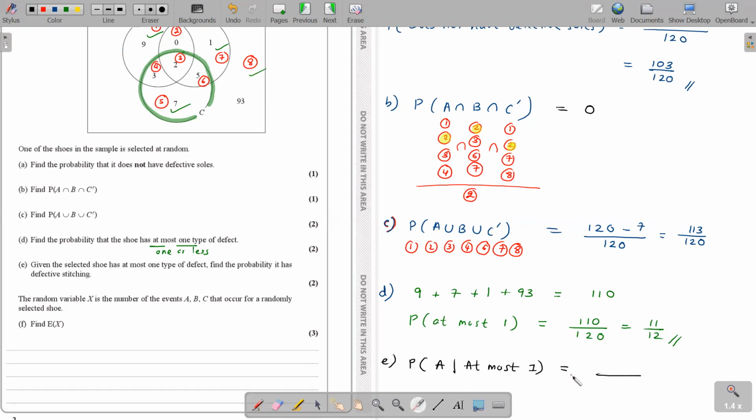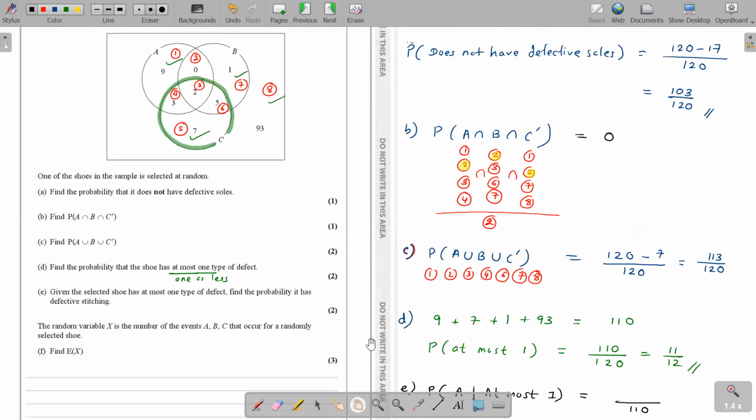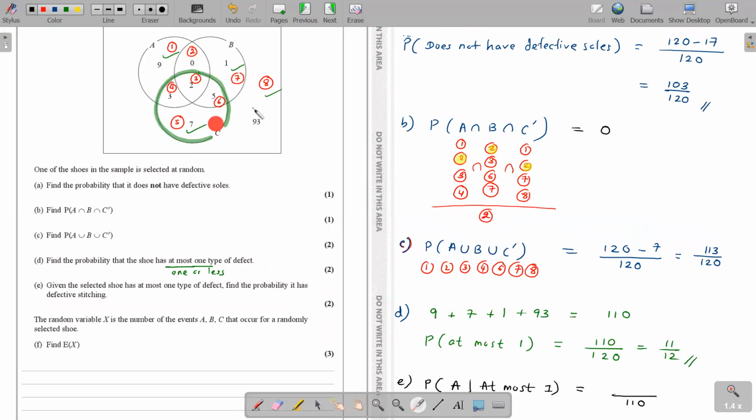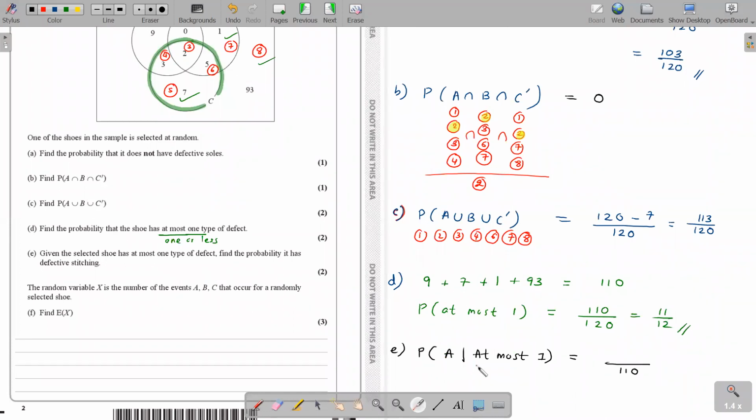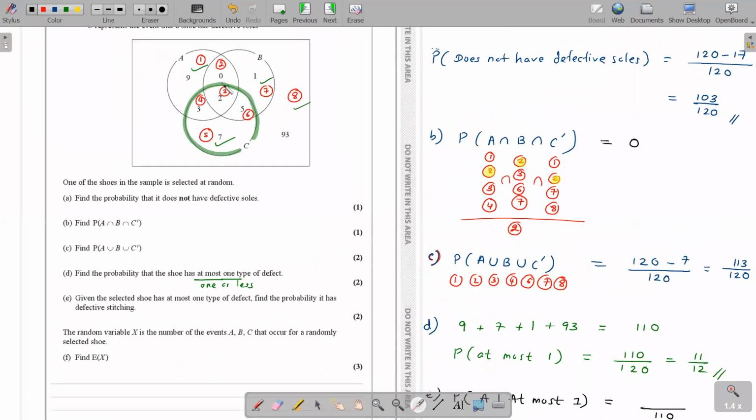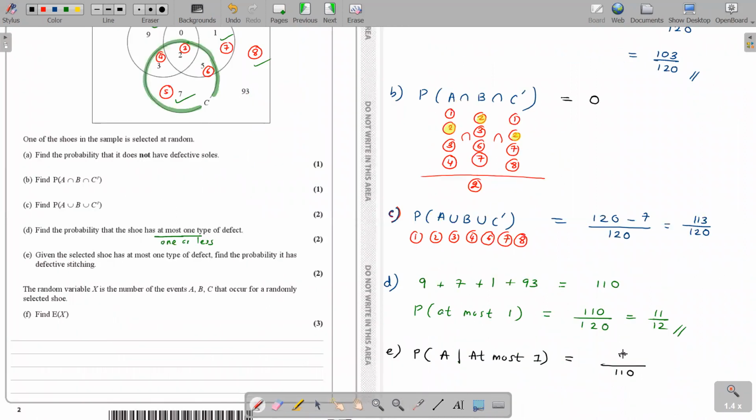So at most one, the given, is the base of our probability. At most one, we have 110 shoes. Out of the at most one regions, I have marked them with a tick sign here. These are the regions where I have at most one defect. Where do I have the intersection of at most one and A? Which region? Region 1, right? In at most 1, I have region 1, region 5, region 7, and region 8. Out of all those regions that I have picked, which one has a relationship with A? Region 1. In region 1, we have 9. So basically, it's 9 out of 110 if you do the short method.